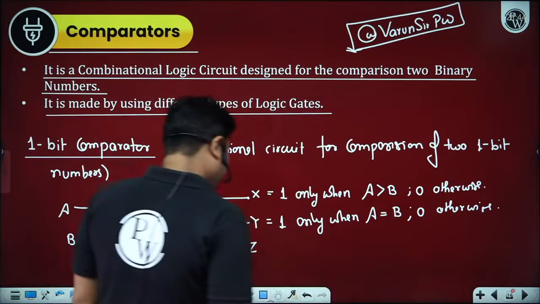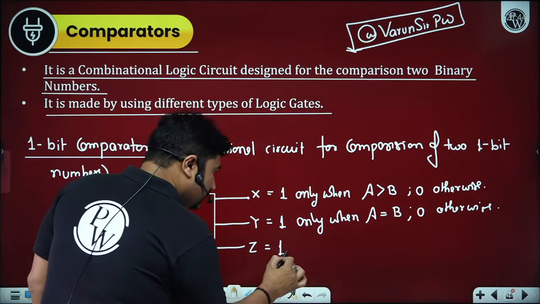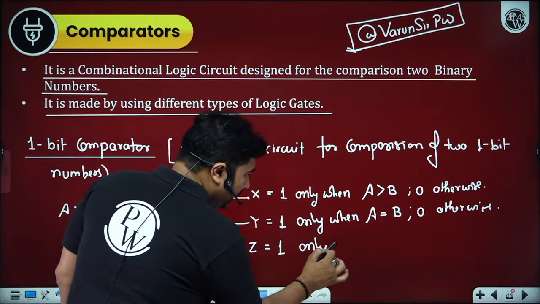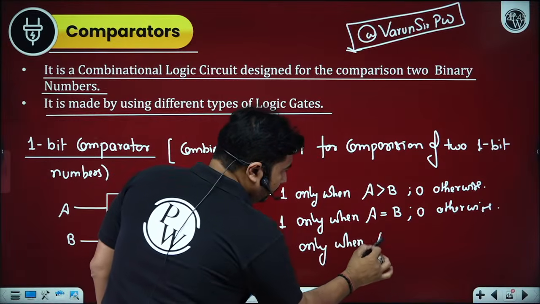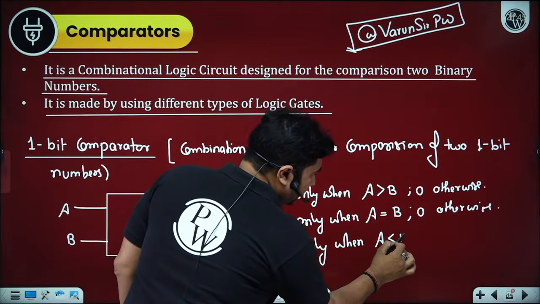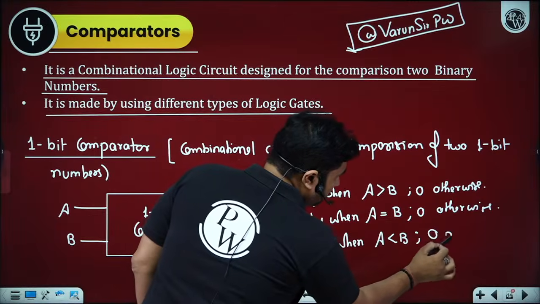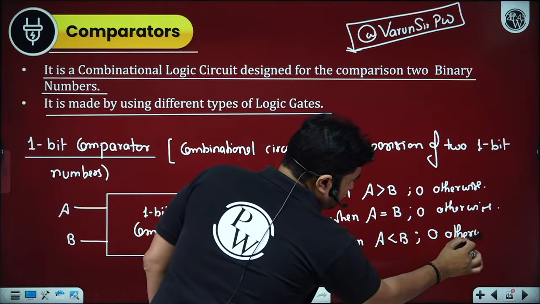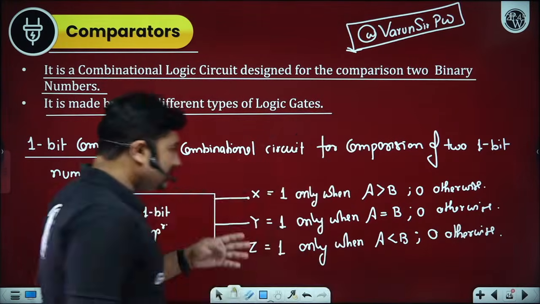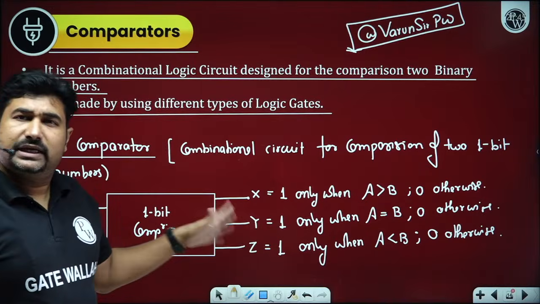Yes sir. And Z is equal to 1 only when A is less than B, 0 otherwise. So by these 3 comparisons, all of you know about the A and B?